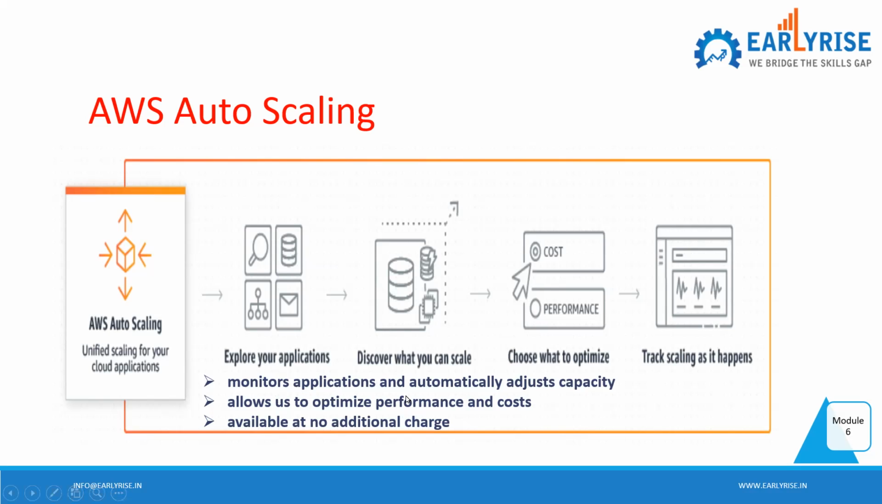It monitors applications and automatically adjusts capacity, allowing us to optimize performance and cost, and is available at no additional charge. So there is no additional charge for defining auto scaling. It's up to us. We just define it, and as for the actual cost, whatever EC2 instances you are running, anyway you will be charged for that. If you are running 10 instances, you'll be charged for 10 instances. If you are running 1 instance, you'll be charged for 1 instance. As much workload as you run, accordingly you will be charged, but nothing separately for this.